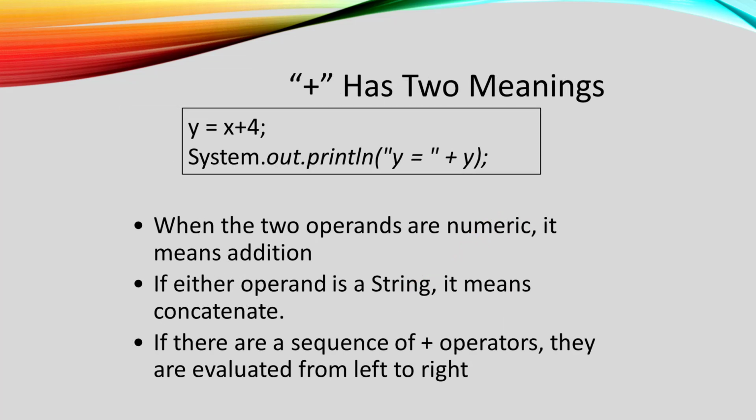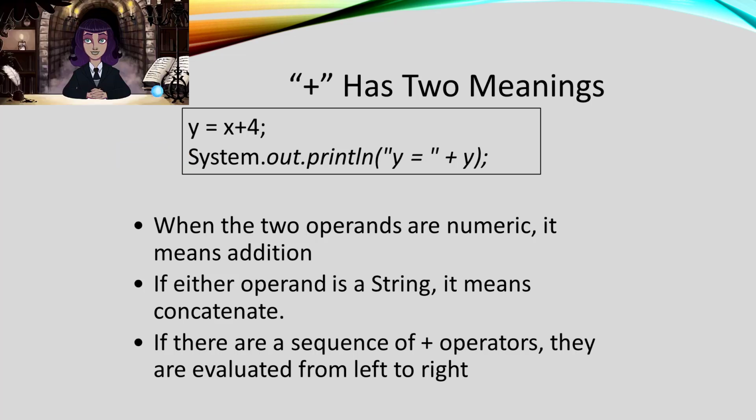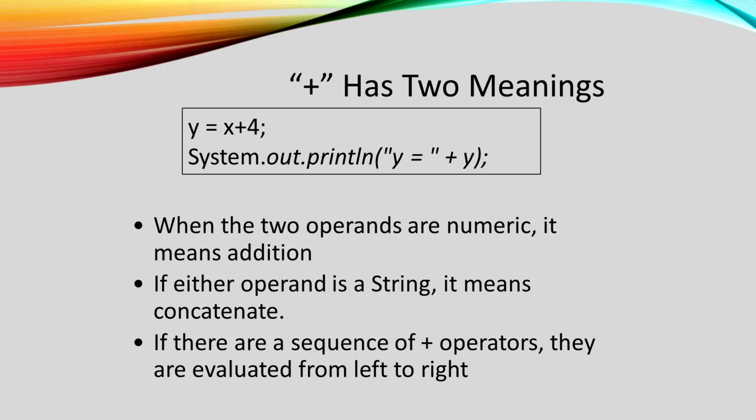These two lines of code use the plus operator two different ways. In the first, when we evaluate the right-hand side of that assignment, the plus sign means addition. We're going to add 4 to the value stored in the variable x. In the second, building the string to be output, the plus meant concatenate. Those are two very different operations. How are we going to know which one the machine is going to do?